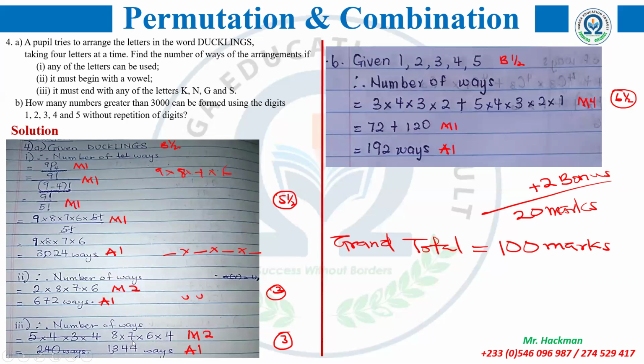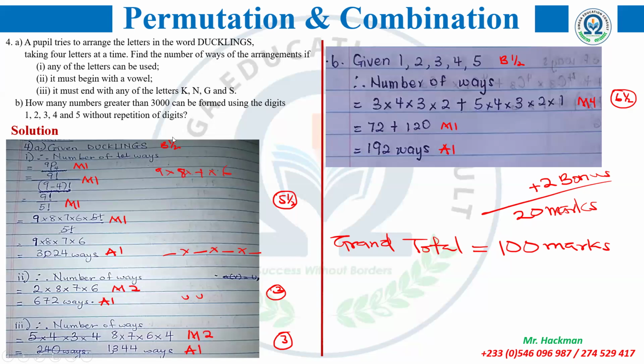And this one, the number of ways will also be, what's the condition? It must end with any of the letters K, N, G, and S. So here, I start with my last letter. I said digit, I mean letter. That it must end with it, that's the restriction. Apart from all that, you have a major restriction on this, so fix that one first before you go to the other ones.